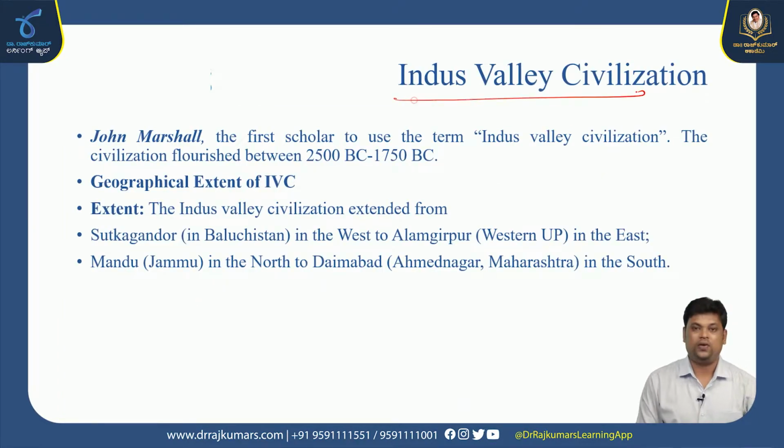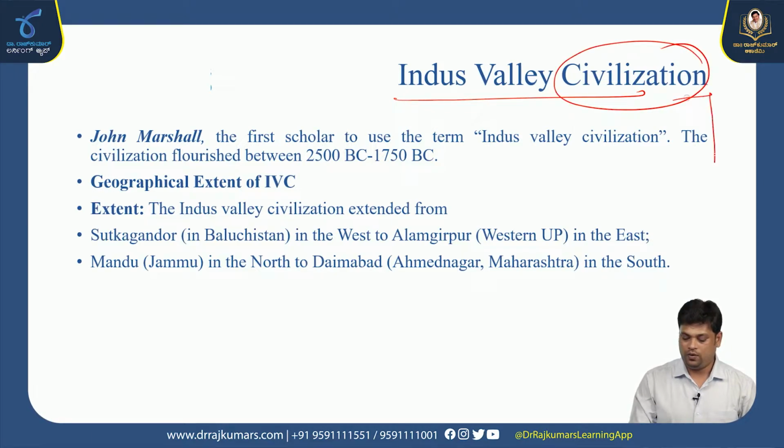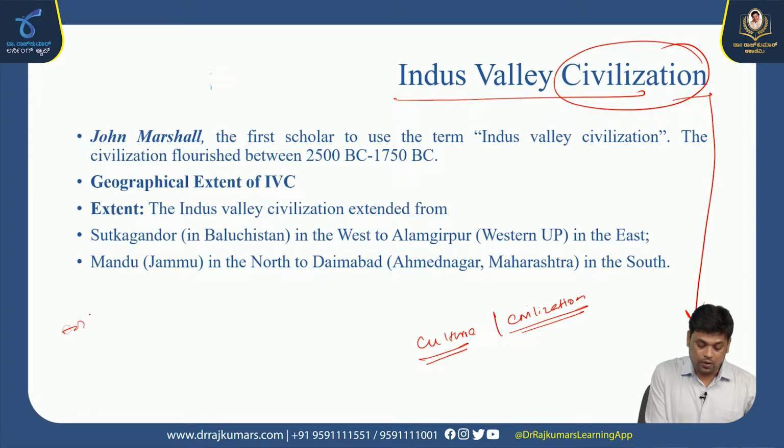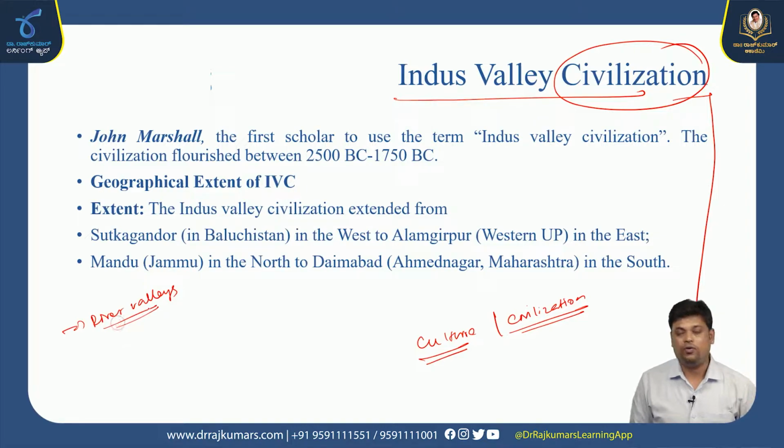Next chapter, Indus Valley Civilization. Remember, civilization means what we made up. We need to understand what is culture and what is civilization. What we are following is known as culture; what we made for our survival is known as civilization. All these civilizations happened on river valleys, because water is one of the important components for survival. So civilizations in the world are popularly categorized into 4 types.